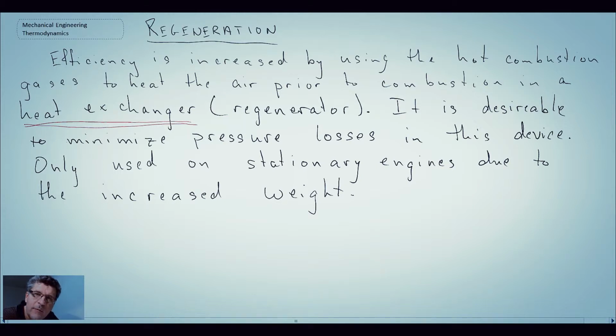You want to minimize pressure drop in this device for one thing, because that would be a loss if you have a high pressure drop. The other is that you would only see this for industrial or stationary engines because of the additional weight. You would not have this for an engine where you have mobility, such as for commercial or military aviation. So we're going to begin by looking at the schematic and a process diagram for the Brayton with regeneration.